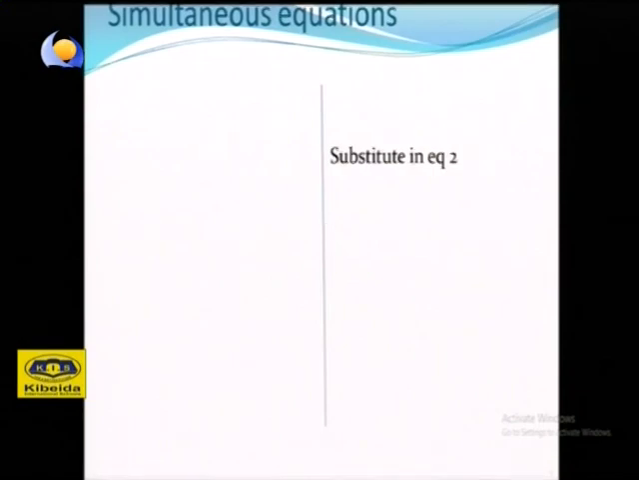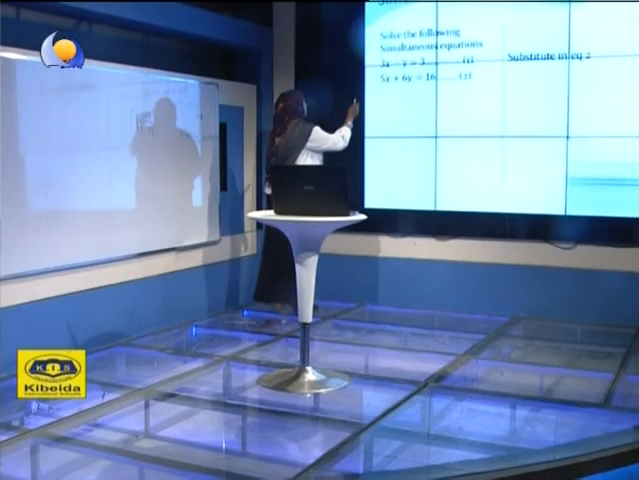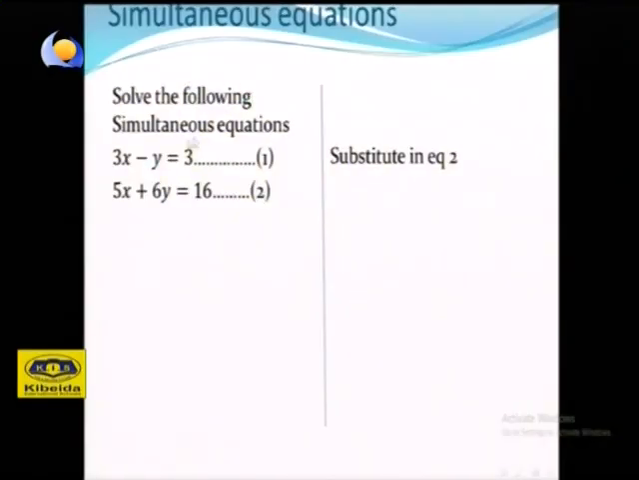Here are the simultaneous equations. He wants me to solve those two equations. Why do we call them simultaneous equations? They are first-degree equations with two variables. To solve them means he wants me to find the values of x and y. And because I have two variables, he has to give me two equations.